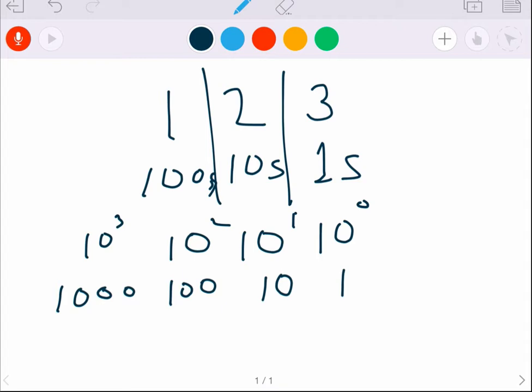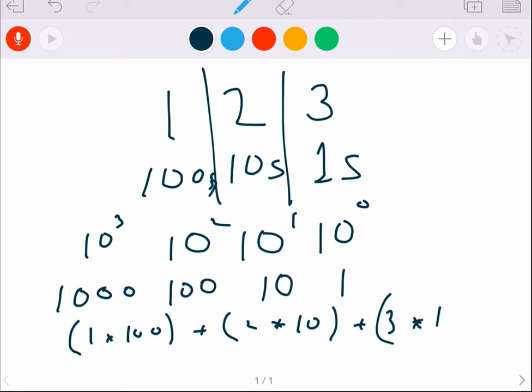So the reason 123 is 123 is because we have 1 hundred, we have 2 tens, and then we have 3 ones. And if you add that together, we end up with 123. So that's why 123 is 123. So I like to go through and talk about that before we start talking about other bases.